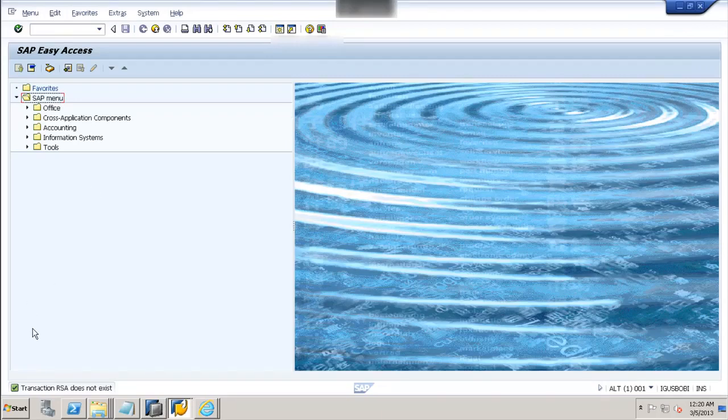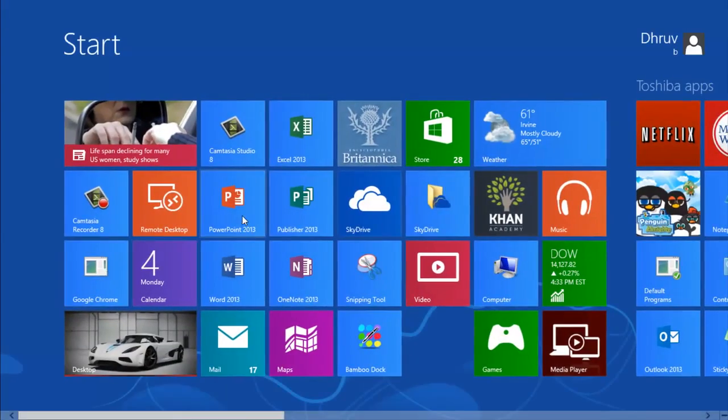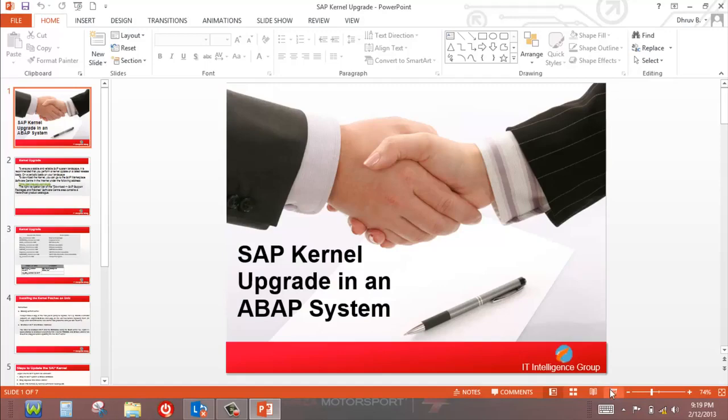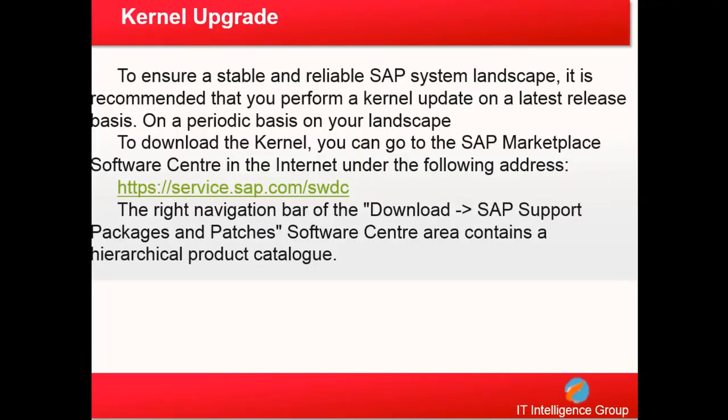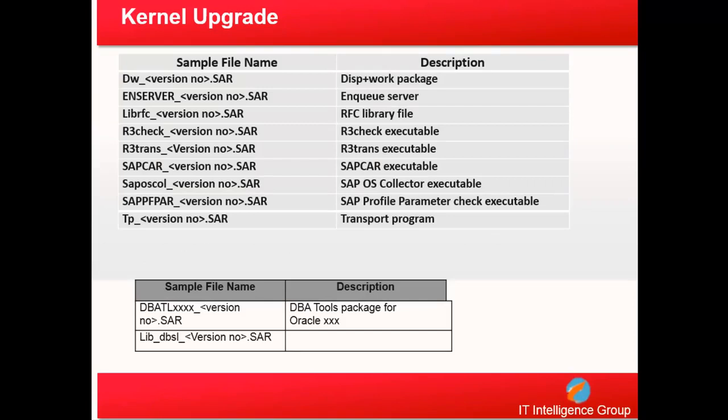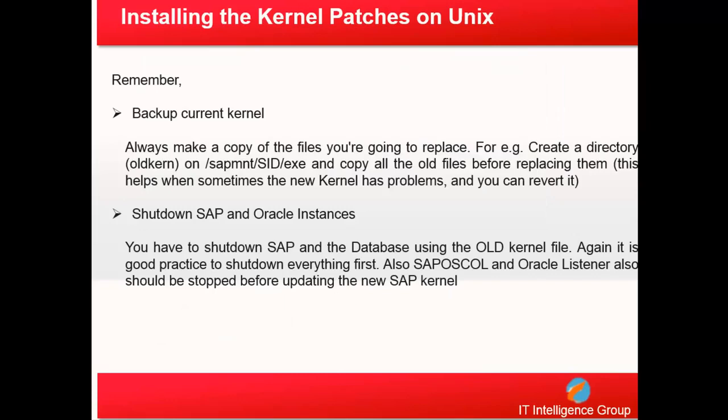Now let me go to the PPT and show you the next steps for kernel upgrades. Let me click on this PPT file and walk through it with you. As the next step, we just saw this page which shows how you can download the kernel files from SAP marketplace. Here these are some of the key files which we saw in the SAP marketplace. That is, when you extract the kernel, you can see these files as well.